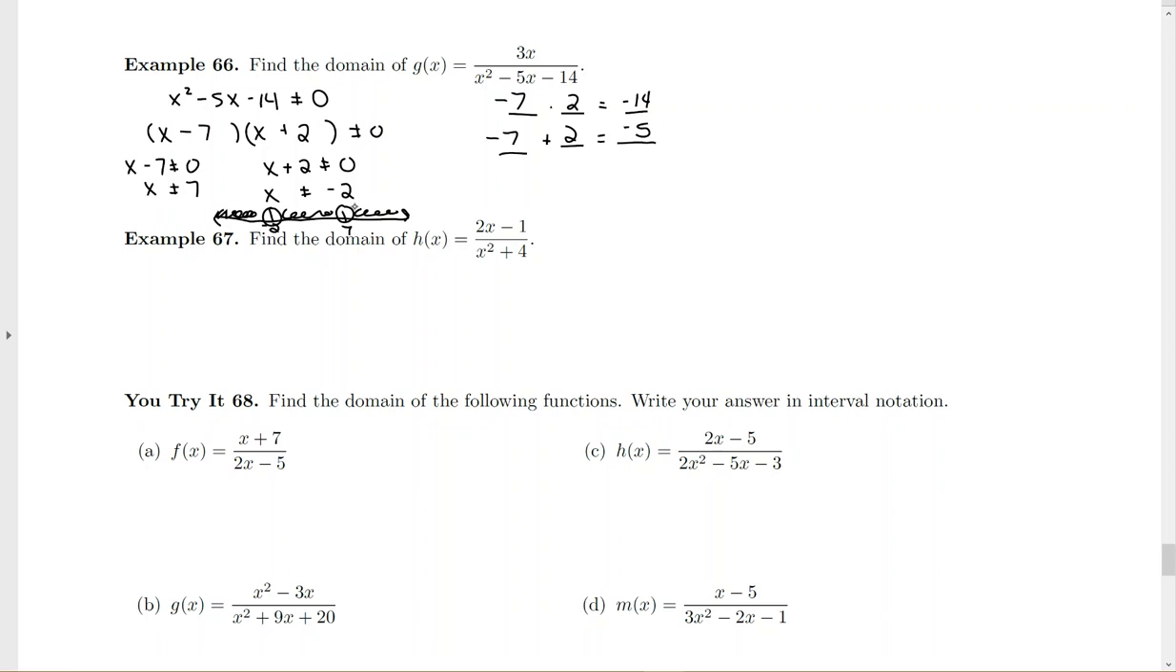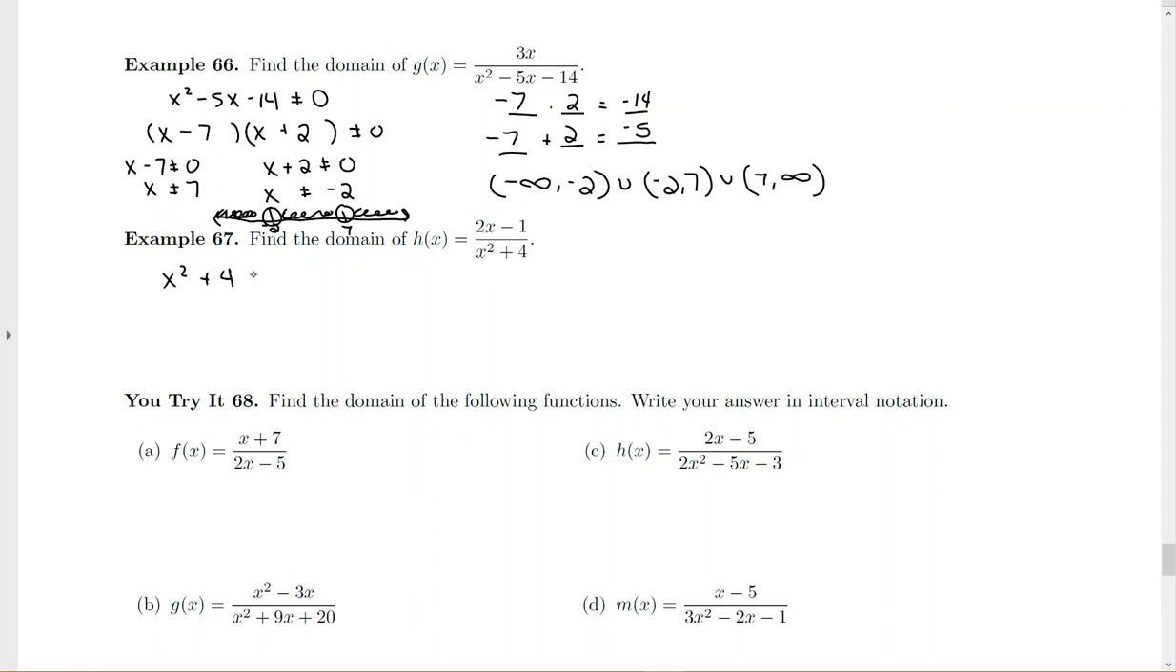So notice I have 3 areas that are shaded in. So my interval is going to be from negative infinity to -2. Then I'm going to pick up this interval here between -2 and 7. And then from 7 out to infinity. That's your interval notation. All right, for this one, again, find the domain, focus on the denominator.